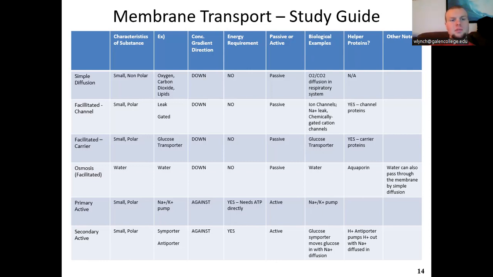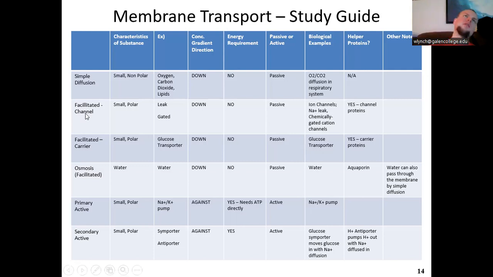For a facilitated transport, if it is a channel, it can be either a leak channel or a gated channel. If it's a leak channel, it's consistently open. If it's gated, it will need to bind to a certain molecule. It's going to be moving down the concentration gradient. It is passive. There is no energy needed. And a good example of this is a sodium leak channel that we see on the cell membrane surface.